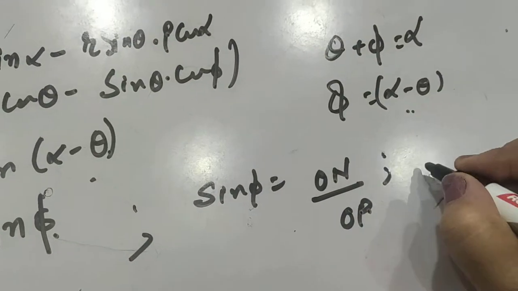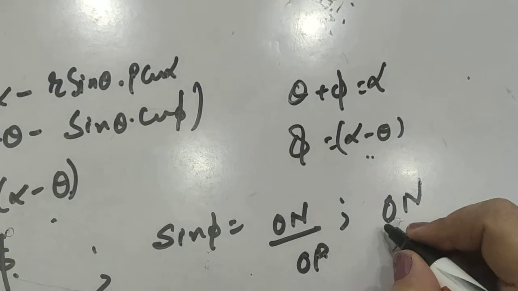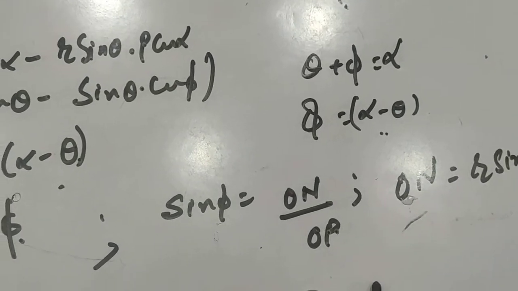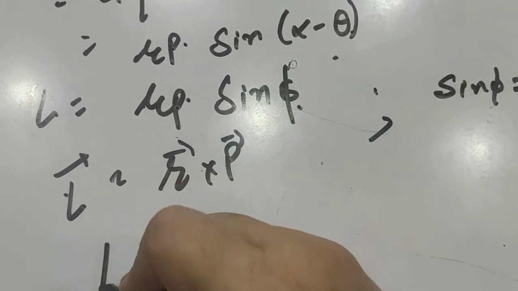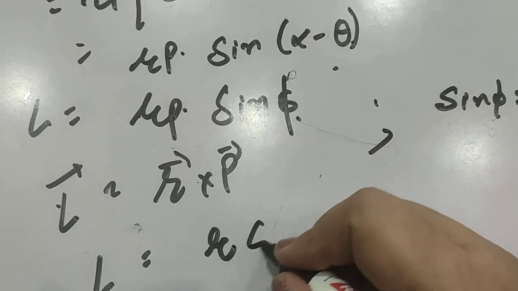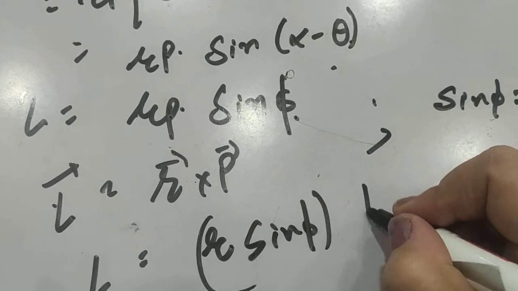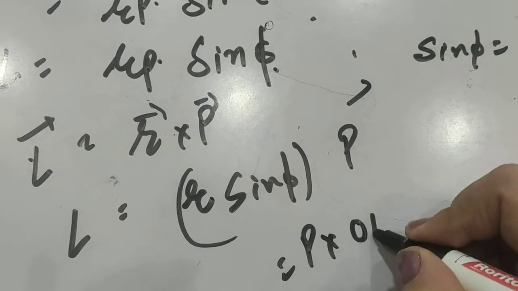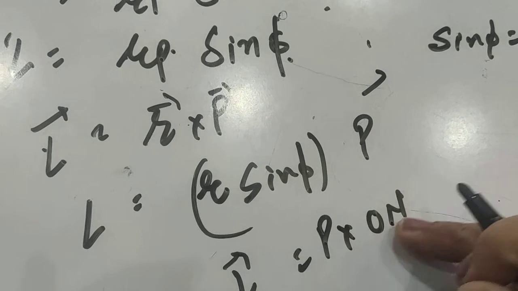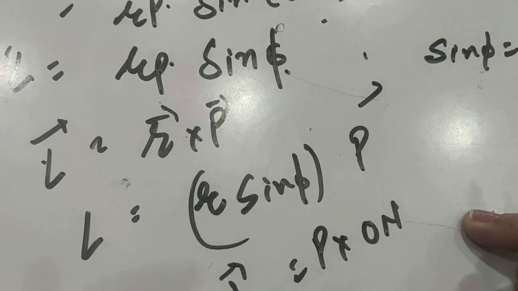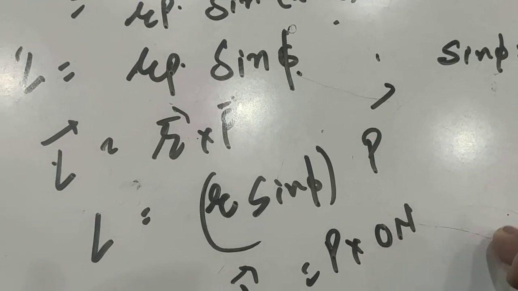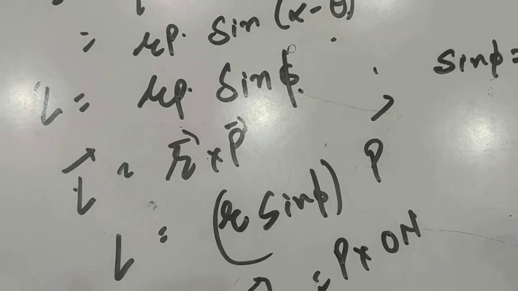So in that case, ON is equal to r sin phi, where OP is r. Putting the value here, L is equal to r sin phi into p. So we can write p into ON. That is, angular momentum is the product of linear momentum and the perpendicular distance from the origin to the line of action of the linear momentum. So this is the expression for angular momentum in polar coordinates.